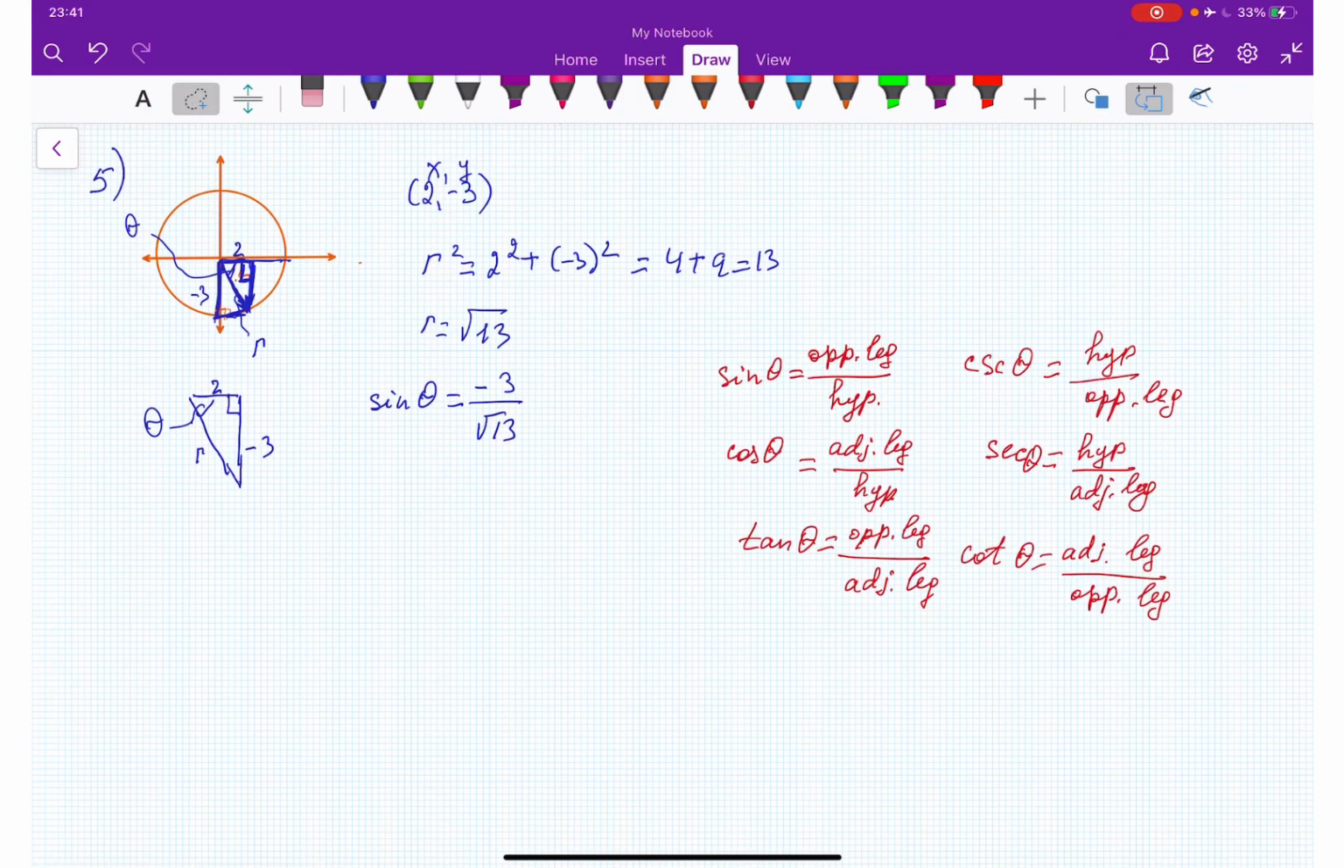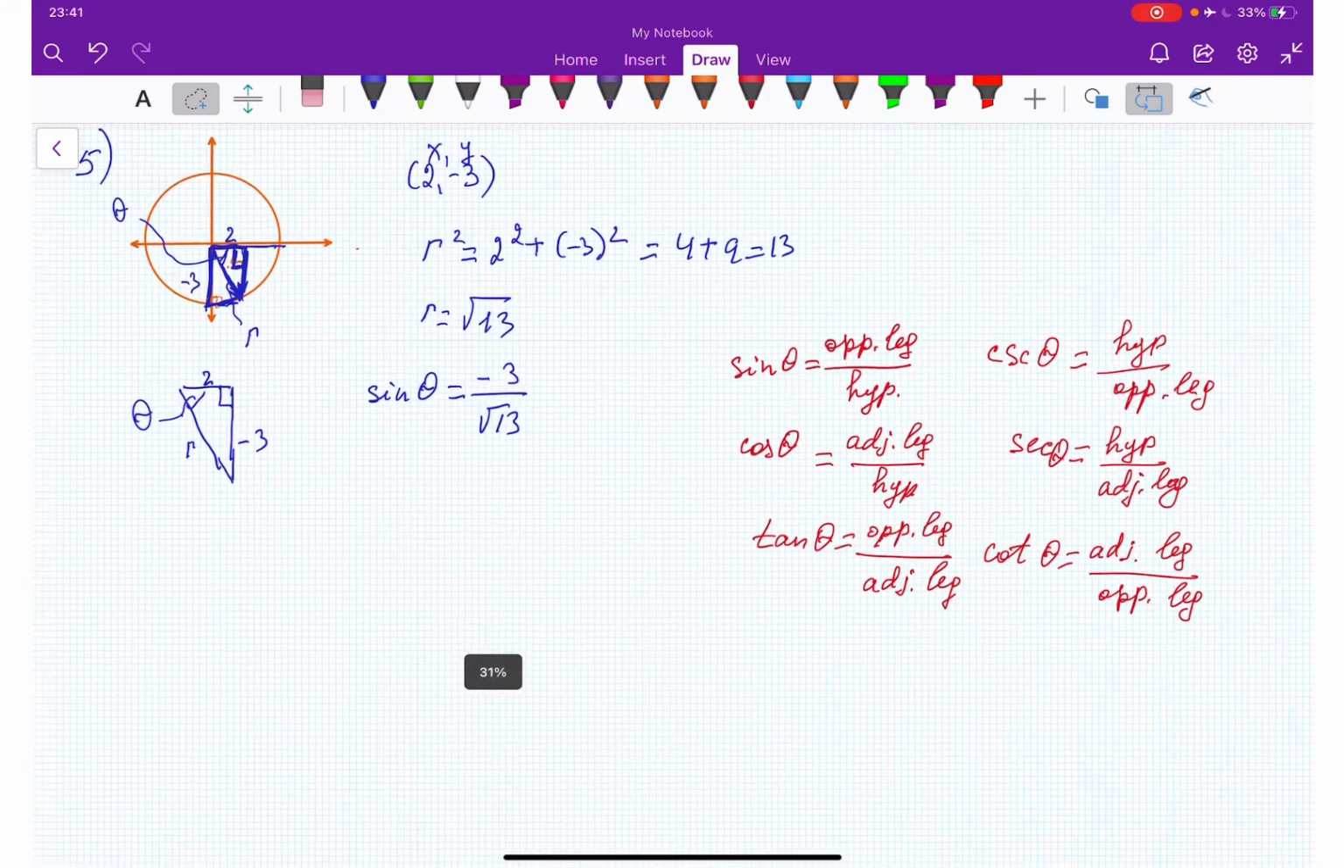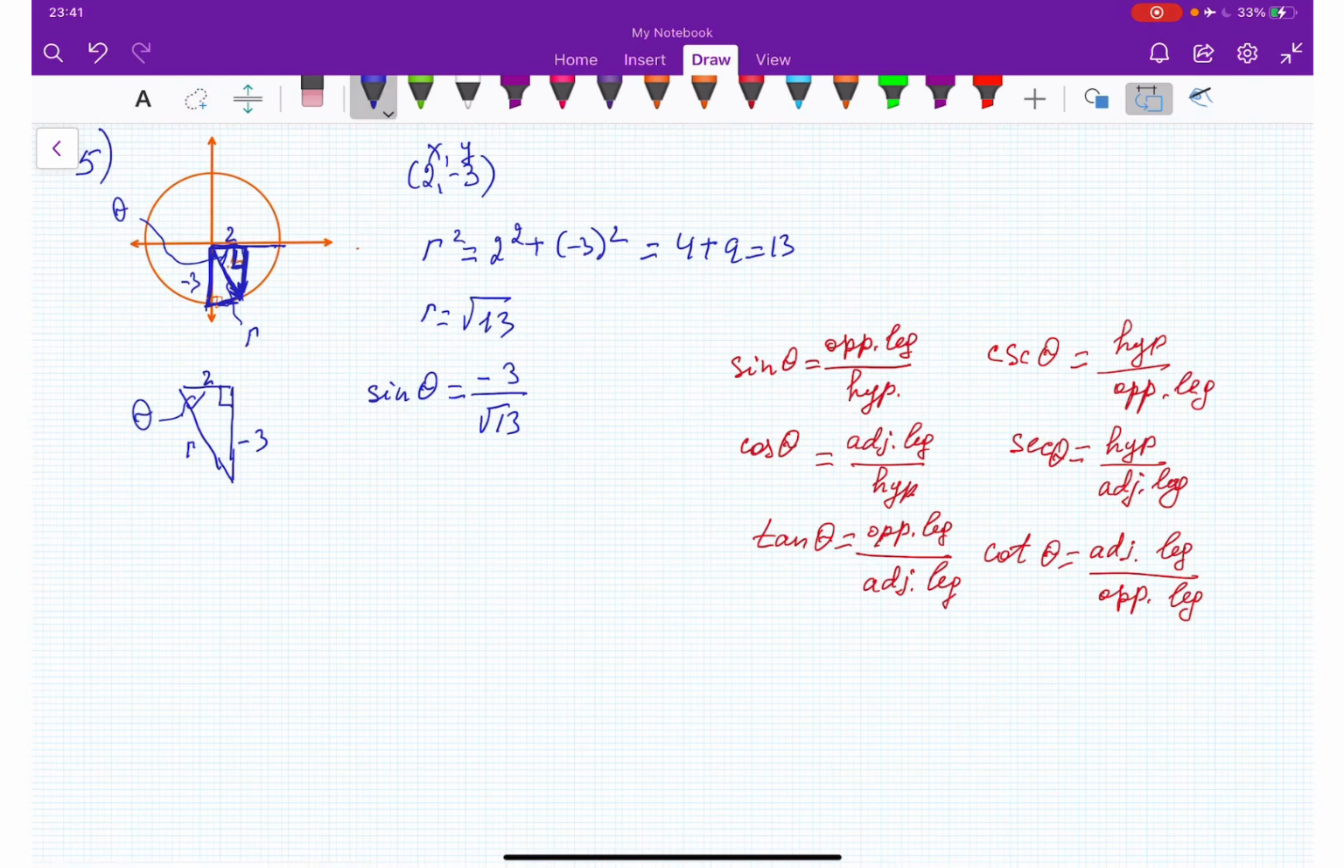Let's start working. So sine theta is equal to opposite leg, which is going to be -3 over square root 13, which is hypotenuse. Since we can't have a square root in the denominator, we are going to rationalize, meaning we multiply and divide by square root 13, and the result for sine theta is going to be -3 square root 13, and at the bottom we get a clean 13.